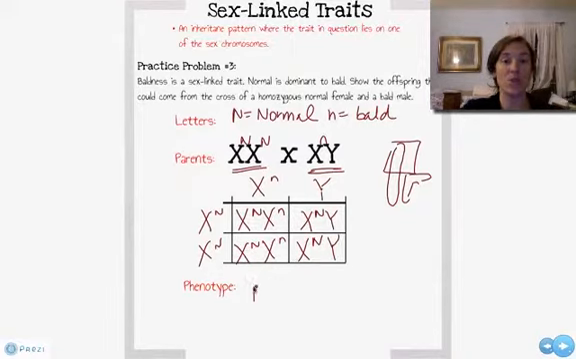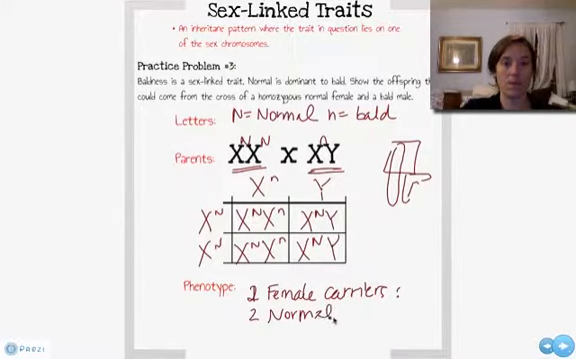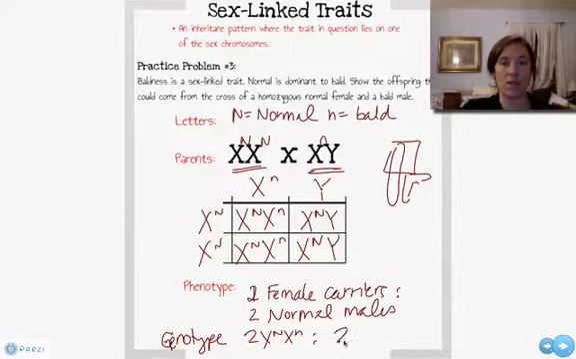And actually I have two of them. So I have two female carriers to two normal males. And it doesn't ask for genotype, but let's write it anyway. So 2 XNXn to 2 XNY. All right. So two female carriers to two normal males.